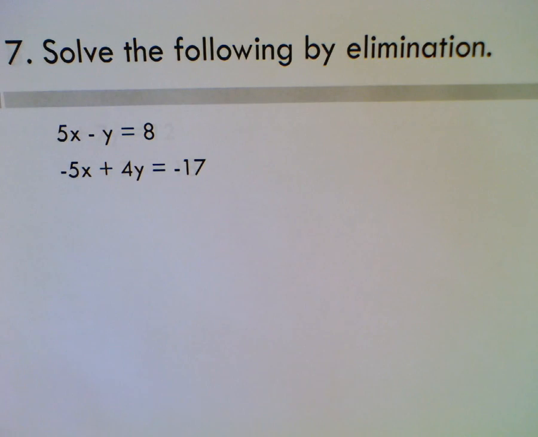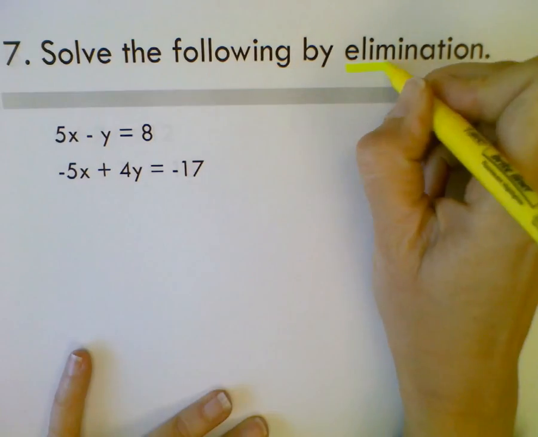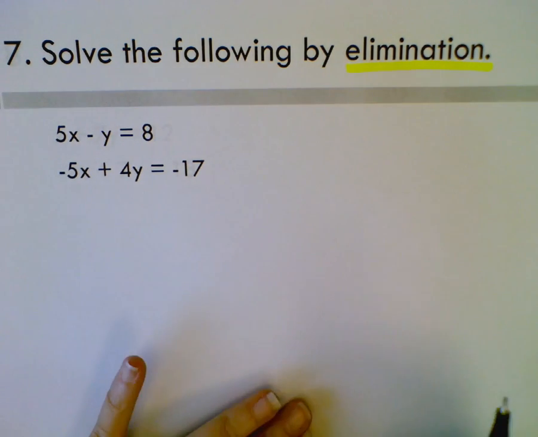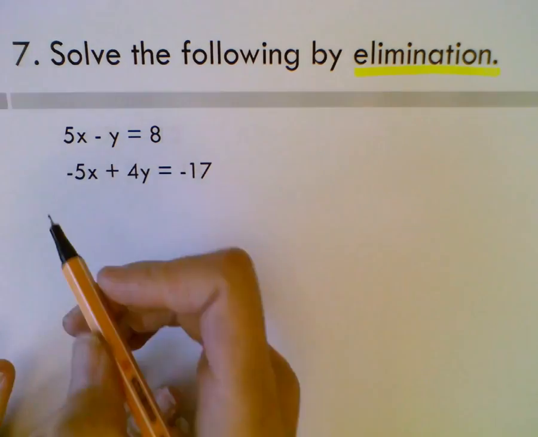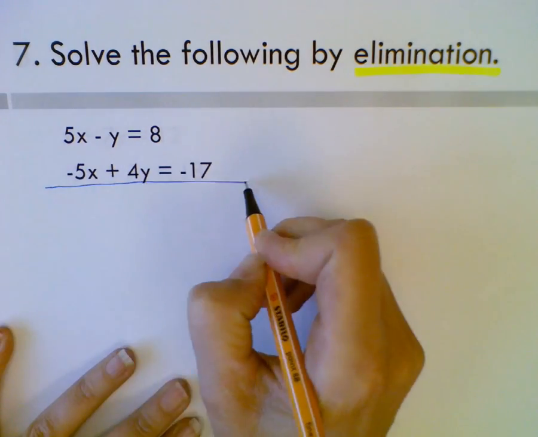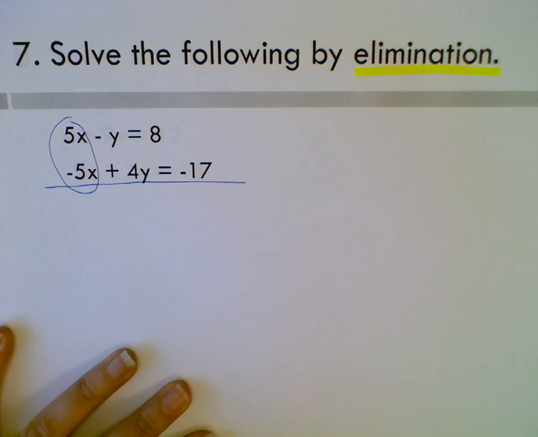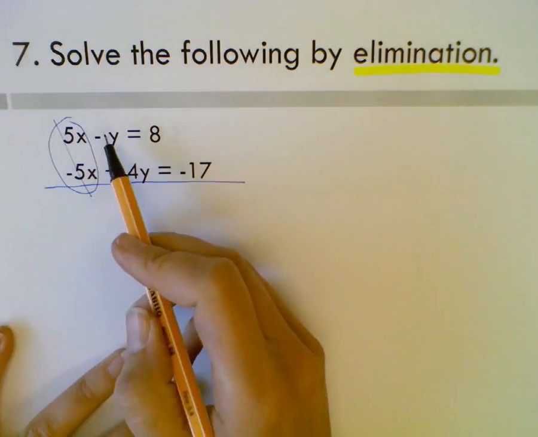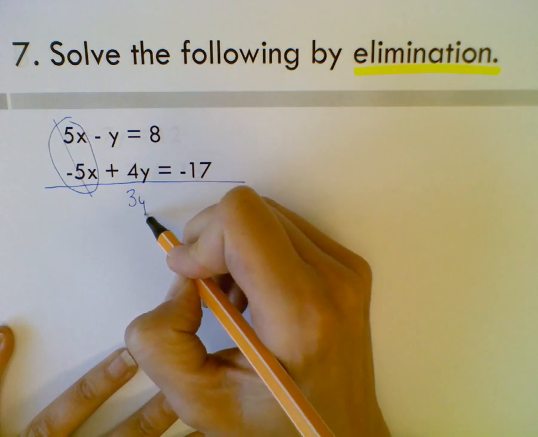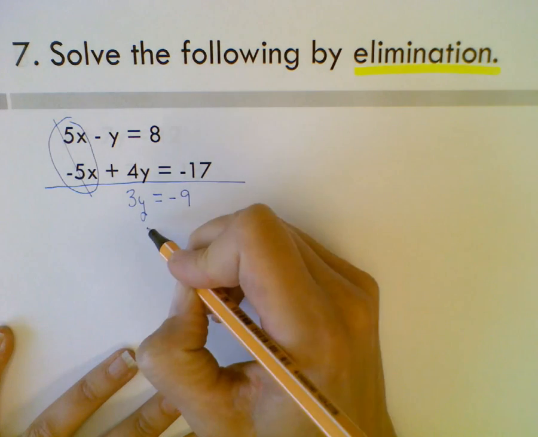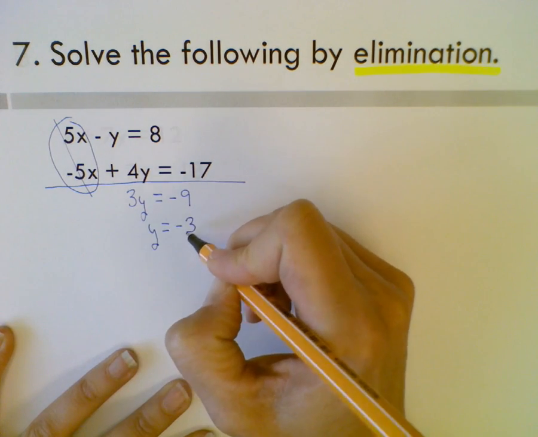Number 7, solve by elimination. Again, you've got to make sure that you can solve by the method indicated, right? With elimination, we're going to be eliminating one of our variables. So this one's nice because I see right away 5x minus 5x is going to eliminate. It's going to be 0. Negative y plus 4y gives me 3y, and 8 minus 17 is negative 9, so y is negative 3.